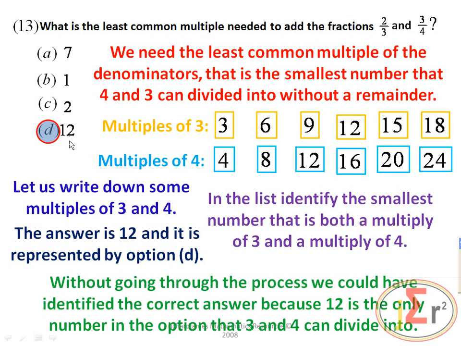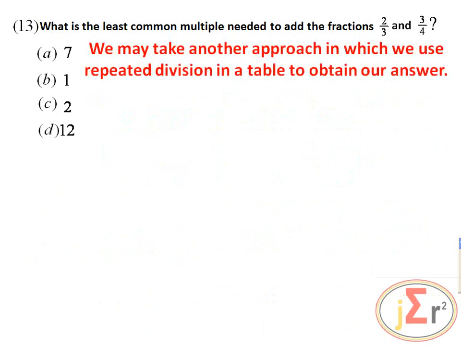But you would not know if you did not know that the least common multiple that you need is the least common multiple of 3 and 4. And you still would not know if you do not understand what a multiple is and what we mean by common. So we had to go through all of those processes in order to explain those significant things. We may take another approach in which we use repeated division in a table to obtain our answer.